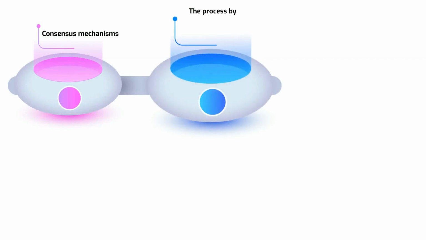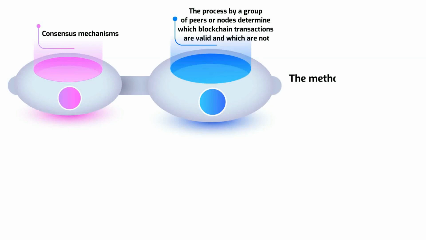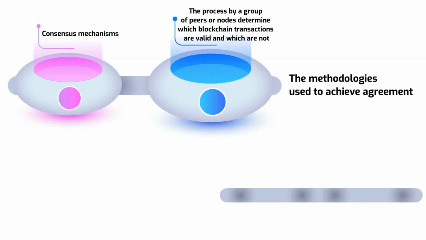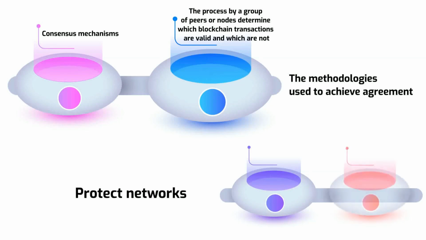Consensus is the process by which a group of peers or nodes on a network determine which blockchain transactions are valid and which are not. Consensus mechanisms are the methodologies used to achieve this agreement. These sets of rules help protect the network from malicious behavior and hacking attacks.